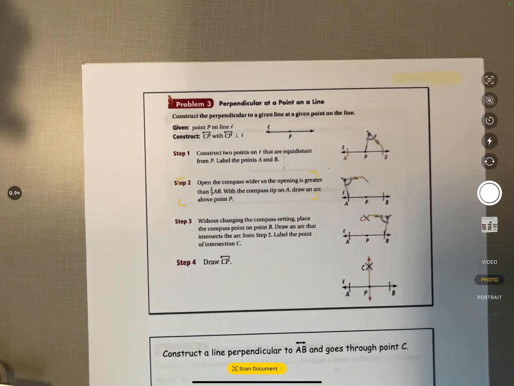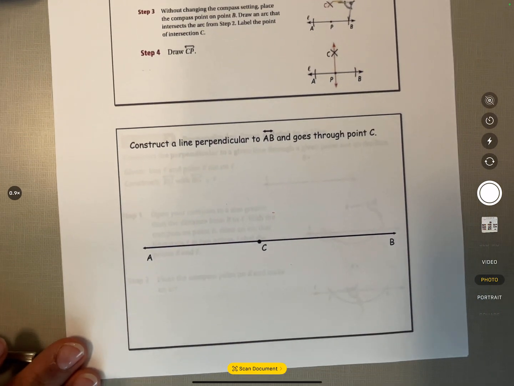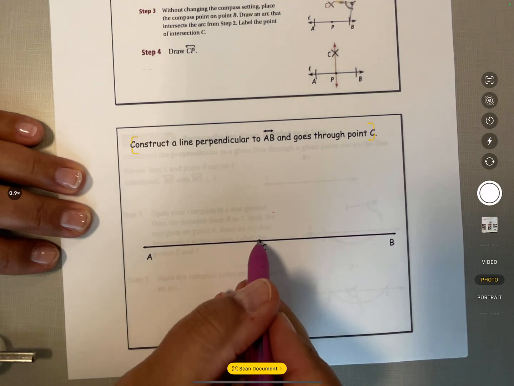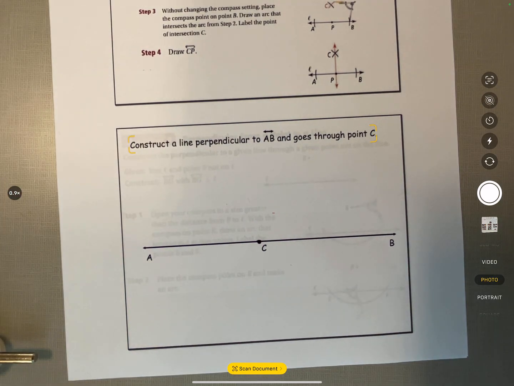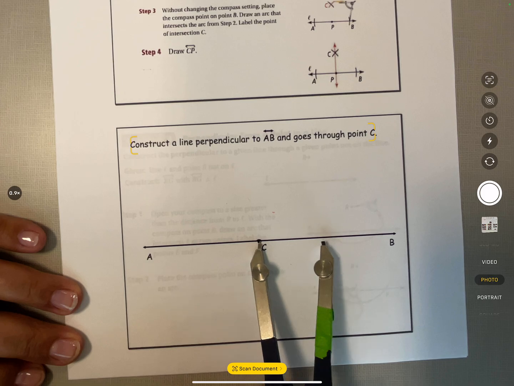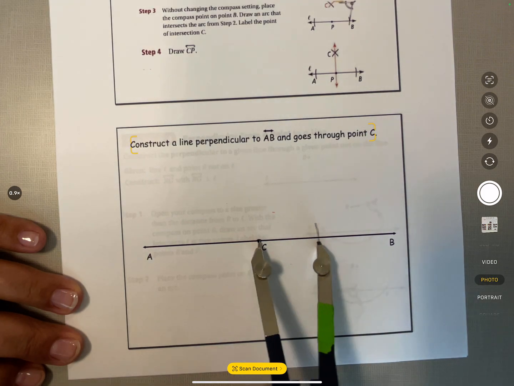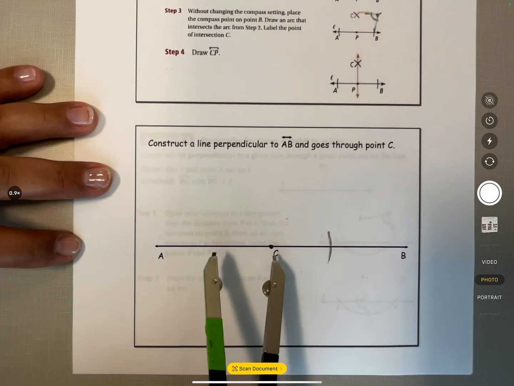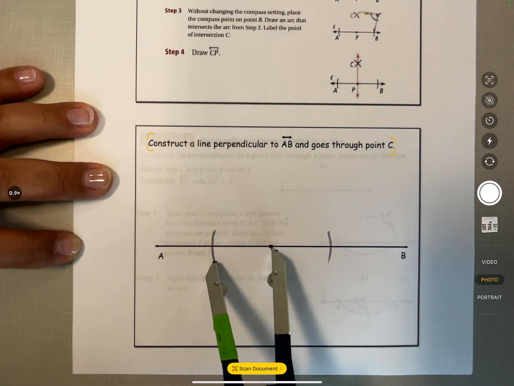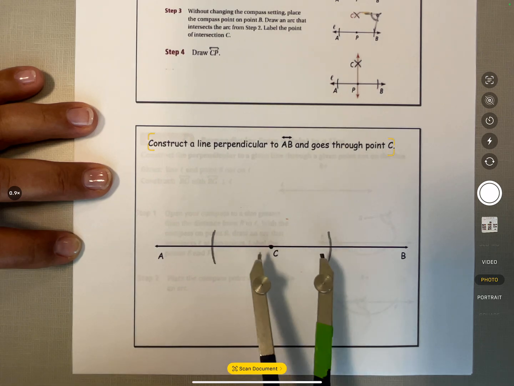Again, you have the IKEA instructions, and then we're going to go down here. Construct a line perpendicular to AB, and it has to go through C. So for it to go through point C, the very first thing we need are equidistant points on either side of C. So to get equidistant points, we put our compass on C, and then I'm going to put an arc on the right side of C, preserve the distance of my compass, don't open or close it, and put an equivalent arc on the other side of C.